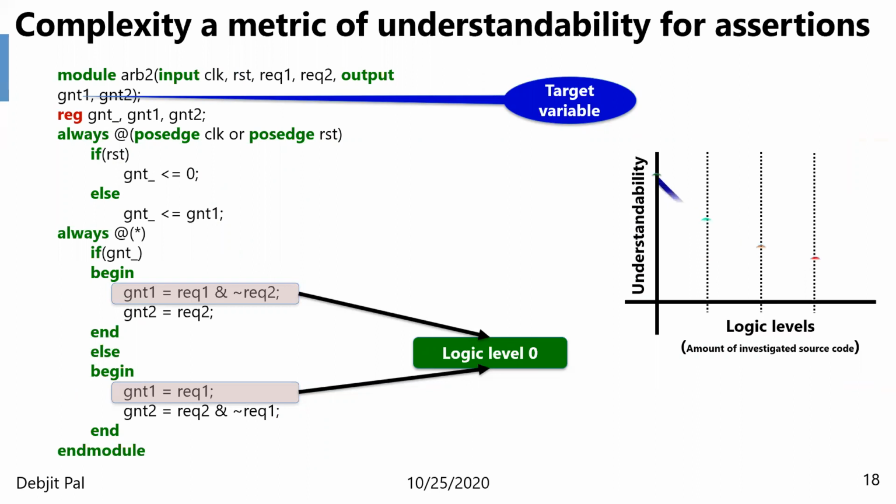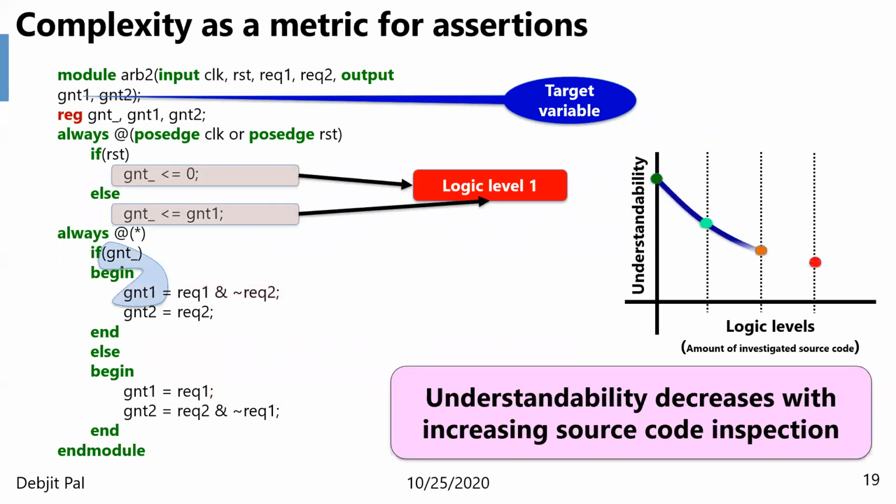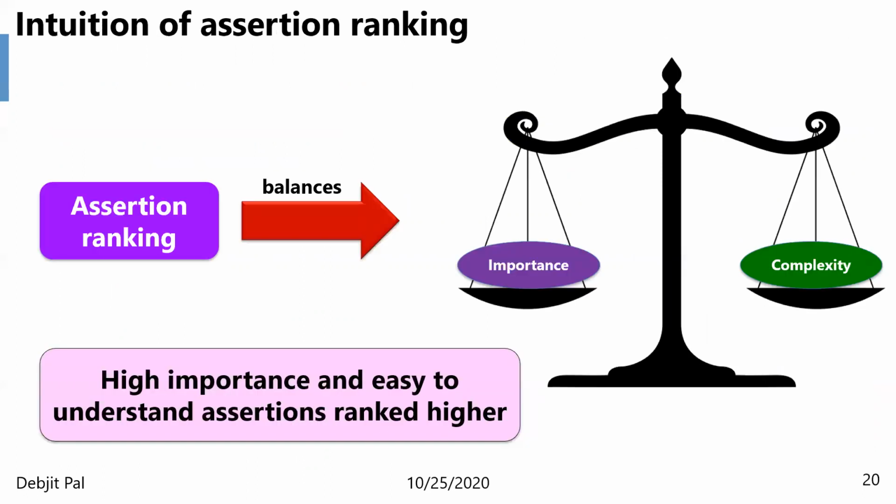Intuitively, we consider the complexity of an assertion to be the number of logic levels traversed from the assignment of a variable in the consequent of an assertion to the reference of the variable in its antecedent. Our reasoning is that understandability decreases with traversal of more logic levels when the source code is being inspected by a debugging engineer. Hence, our approach ranks important assertions that are understandable highly. We compute ranks for propositional as well as temporal assertions.